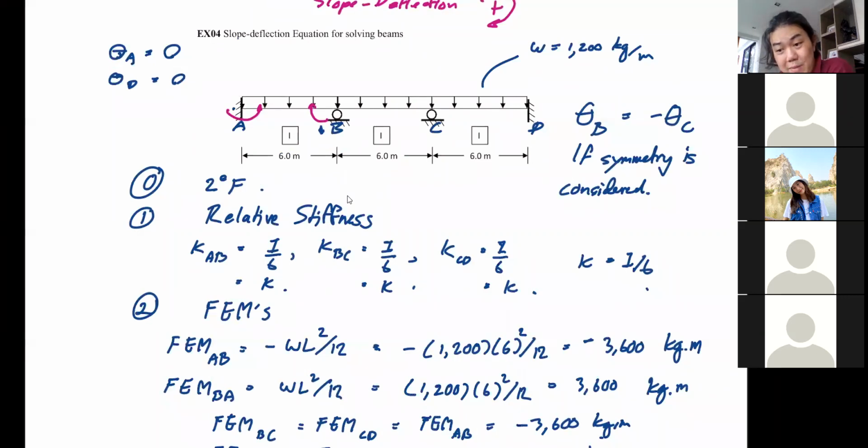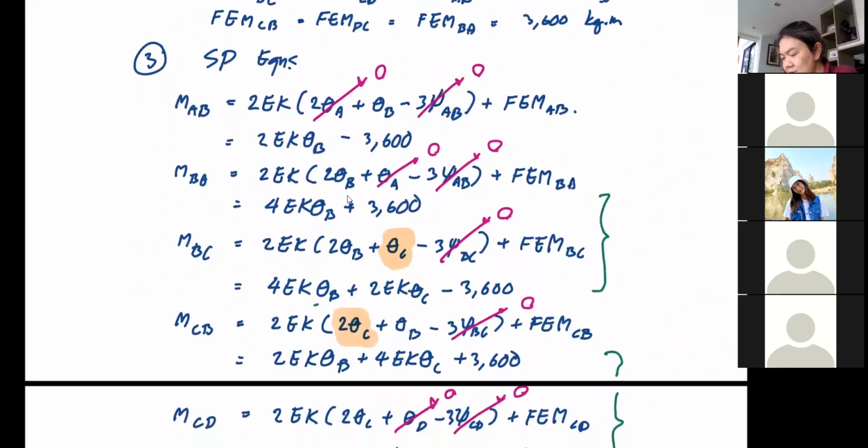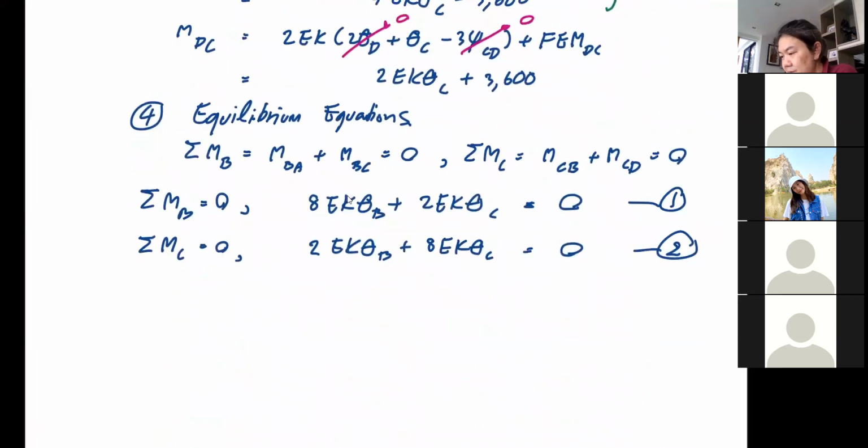So that reduces your work dramatically, right? Some would say, okay, I can take the advantage here. Theta C is equal to minus theta B or vice versa. So it's gone. So what do we have here? In order for this equation to be true, now you must have EK theta B, I'm sorry, EK theta C equal to 0. Wow. The rotation will have to be 0 because it's symmetric.